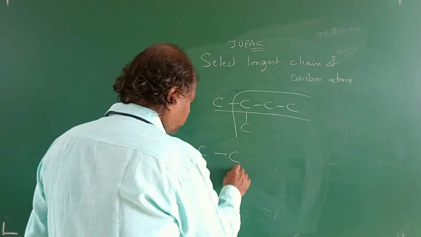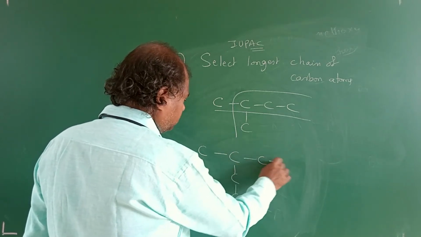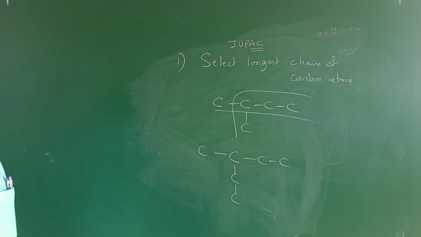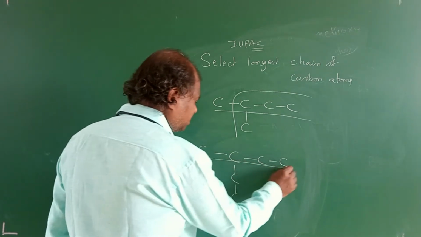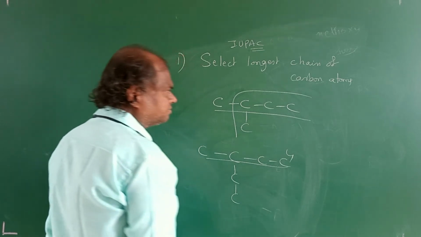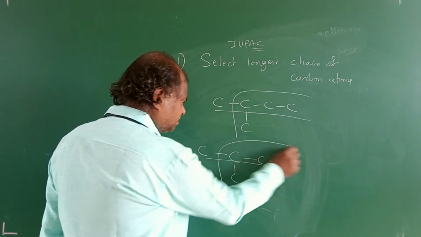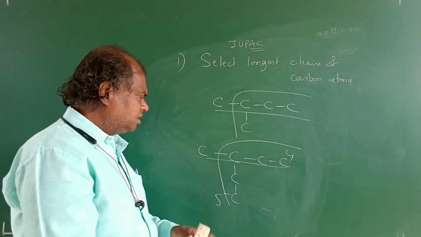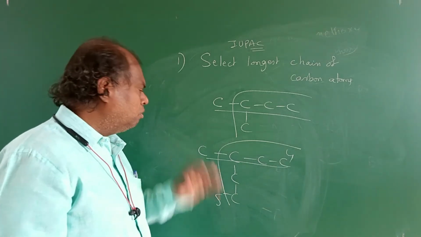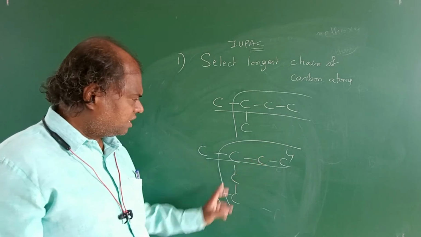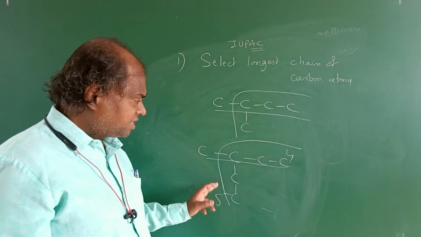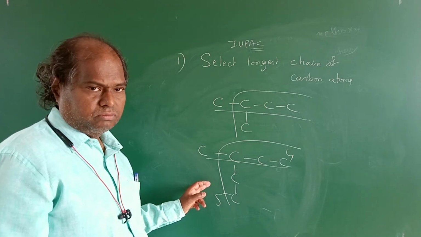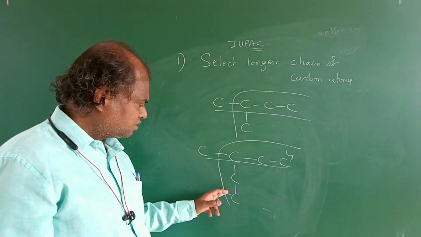Suppose it is like this. Now student, here you have to be careful. If you take this as the longest chain, this is 4 carbon atoms, am I right? If you take this like this, student, it will be 5. Just see very carefully. If you take straight, it will be 4. If you take like this, it will be 5. So 5 is the right answer. Please remember. Okay? 5 is the right answer.